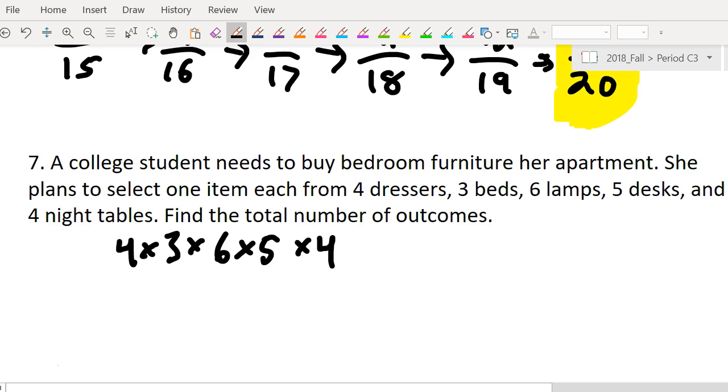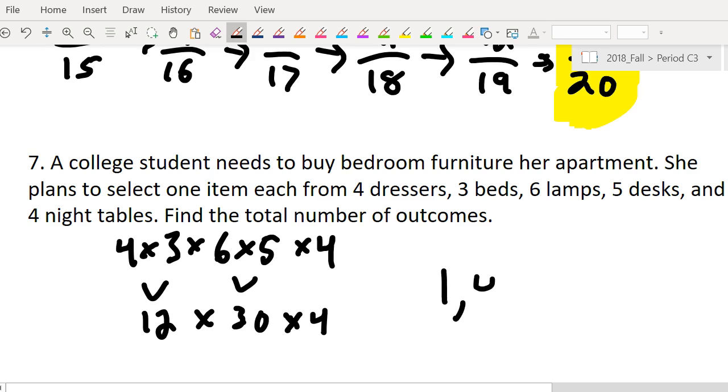Alright, so easiest way is to combine easy ones. I don't know, 12, 30. So 12 times 30 times 4. Yeah, I think that's what it's going to be. 1,440. Do we trust Michael? Yes. Did somebody else do it? Somebody else is doing it. Okay, good. So there's 1,440 different things.